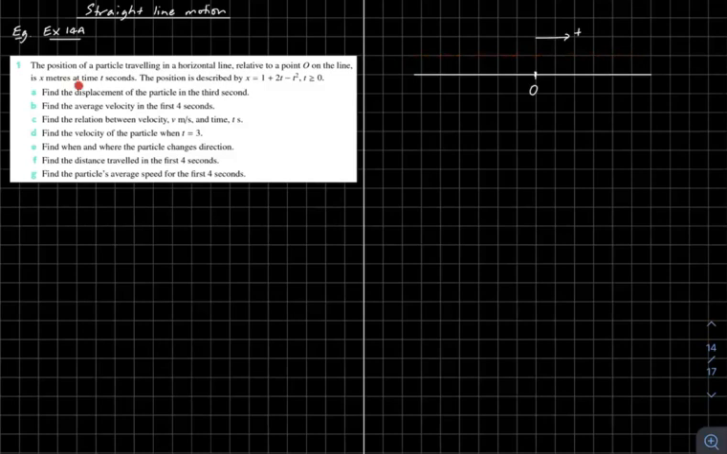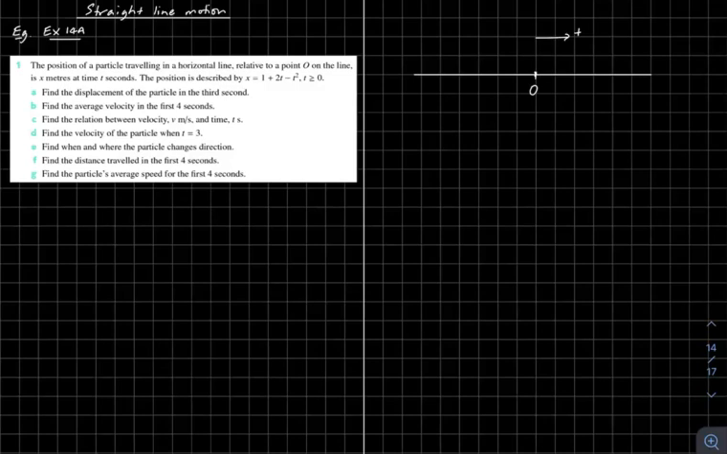So if you look down at the things that we're being asked to find here, we've got displacement, we've got average velocity. It talks about the relation between velocity and time. We're trying to find a velocity at a specific time, when and where the particle changes direction, the distance travelled in the first 4 seconds, and the particle's average speed. So we do have average speed and average velocity. We also have distance and displacement. Conceptually, then, we need to make sure that we're clear on the differences between those.